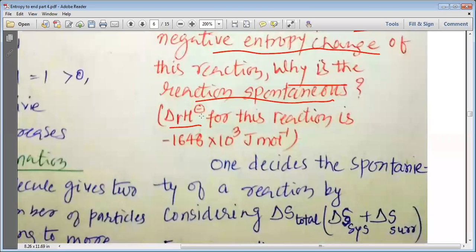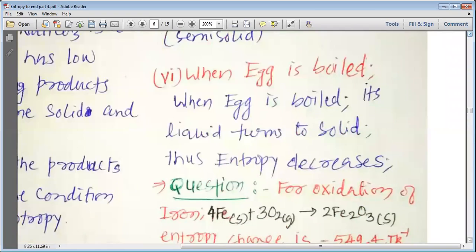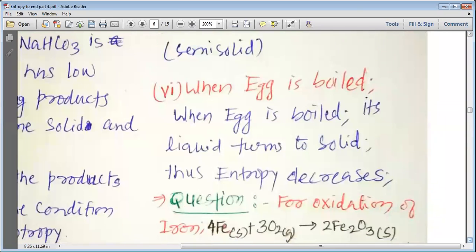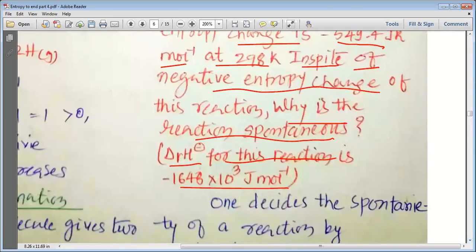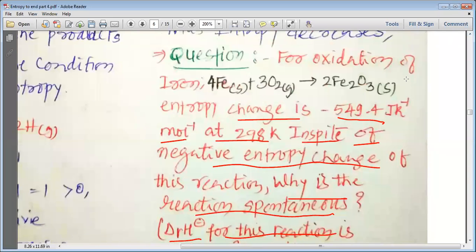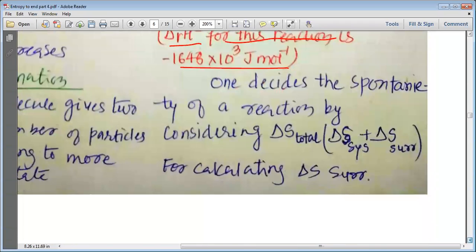Delta rH, that is the standard enthalpy of reaction for this reaction, is minus 1648 multiplied by 10 to the power 3 joule per mole. So as this reaction has got entropy decreased, my dear students, entropy is being decreased because the solid iron absorbs the oxygen gas and turns into a solid substance. So entropy actually decreases, but still the reaction is spontaneous. What is the reason that this reaction is spontaneous?